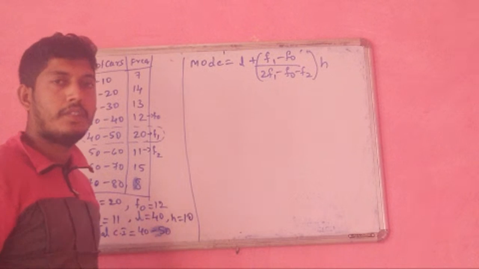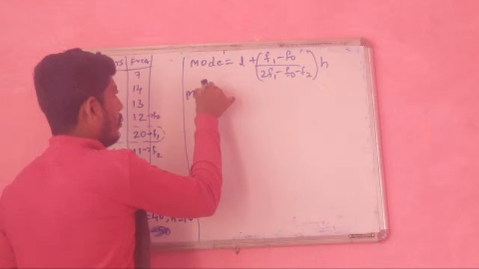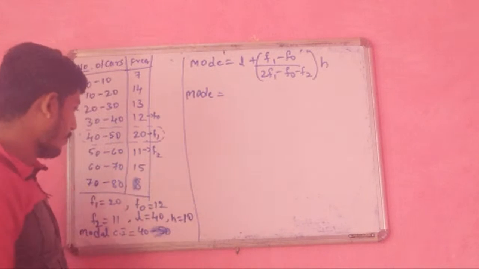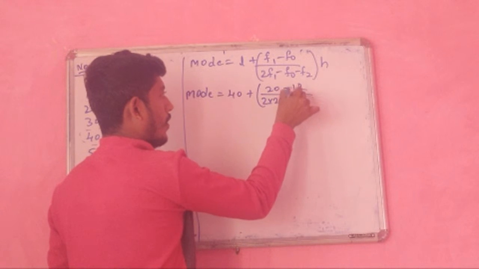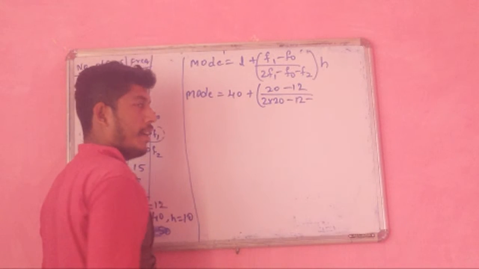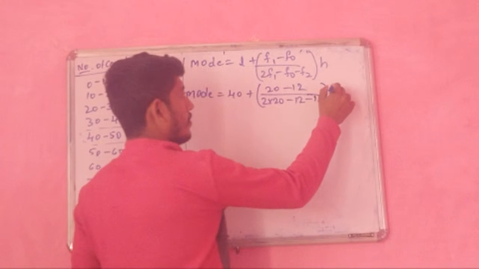Now we have the values from the tabulation. Now we will substitute. Mode equals L, and the L value is 40, plus f1 value, which is 20, minus f0 value, which is 12, divided by 2 into f1 value, which is 20, minus f0 value 12, minus f2 value, which is 11, into h value, 50 minus 40, that is 10.